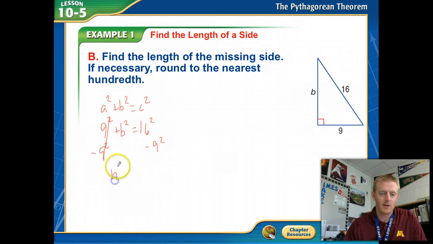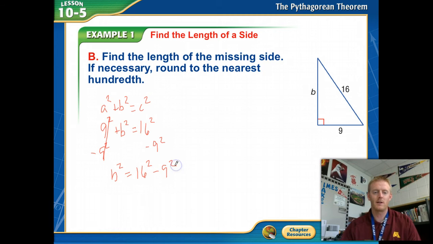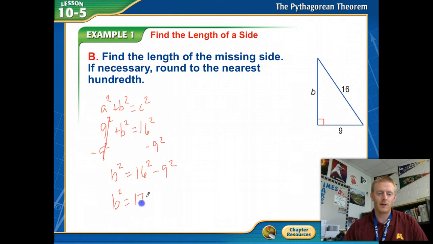So this becomes b squared is equal to whatever 16 squared minus 9 squared is. So 16 squared minus 9 squared is equal to 175. So b squared is equal to 175. So I take the square root of 175, and I get 13.22875656, rounded to the nearest hundredth, look to the next place.